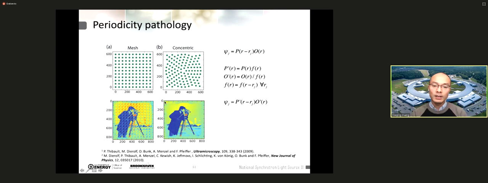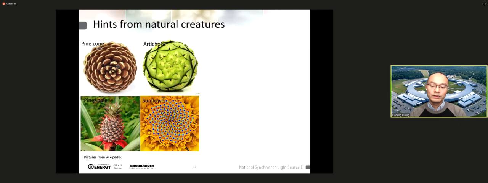To solve this problem, a concentric scan pattern was proposed to break the symmetry, and because the periodicity no longer exists, we can effectively eliminate this artifact term. With this scan pattern without symmetry, we can get a decent reconstruction without the artifact. Then the question is, can we further optimize this trajectory? We did a literature review, looked around, and actually found some hints from nature's creations. Let's look at the patterns formed by a pine cone, artichoke, sunflower, and the leaves on a pineapple.